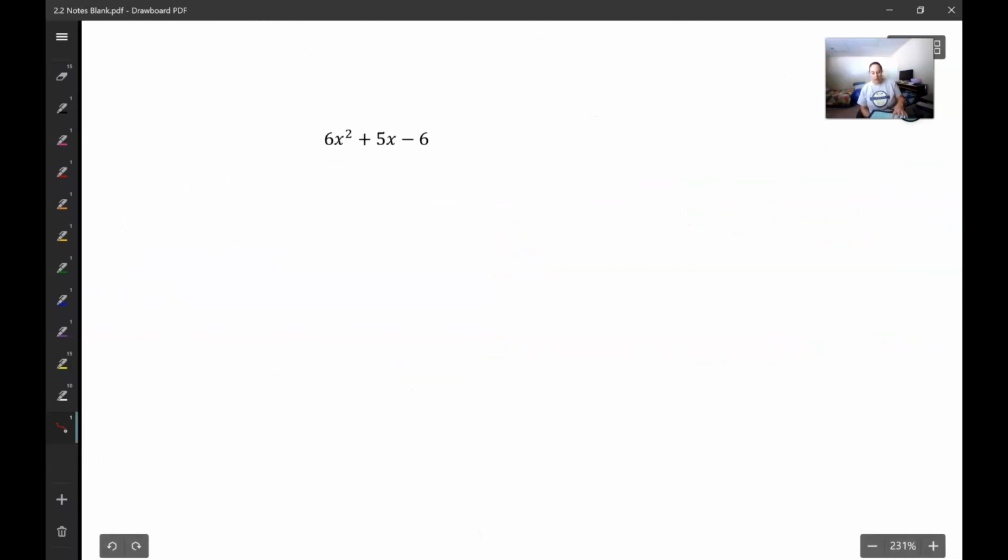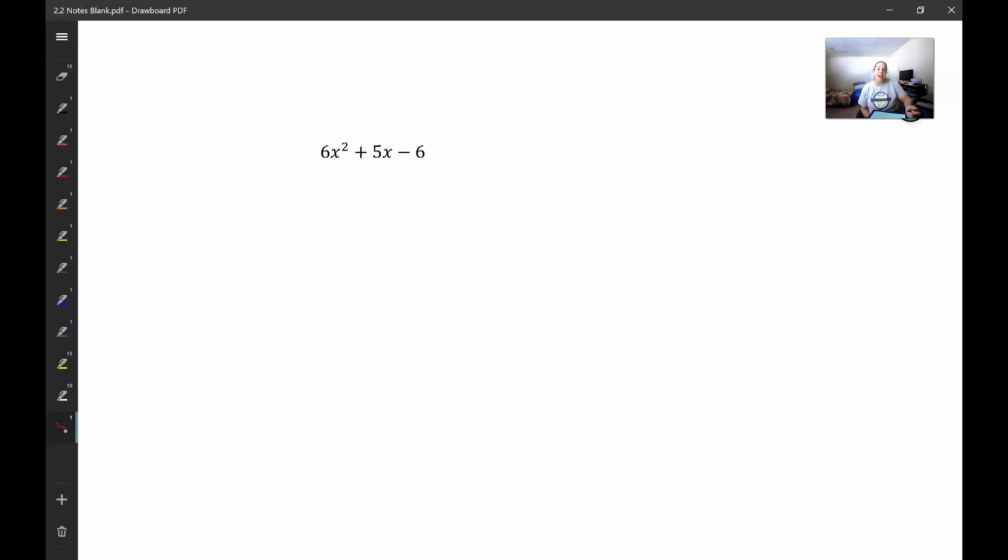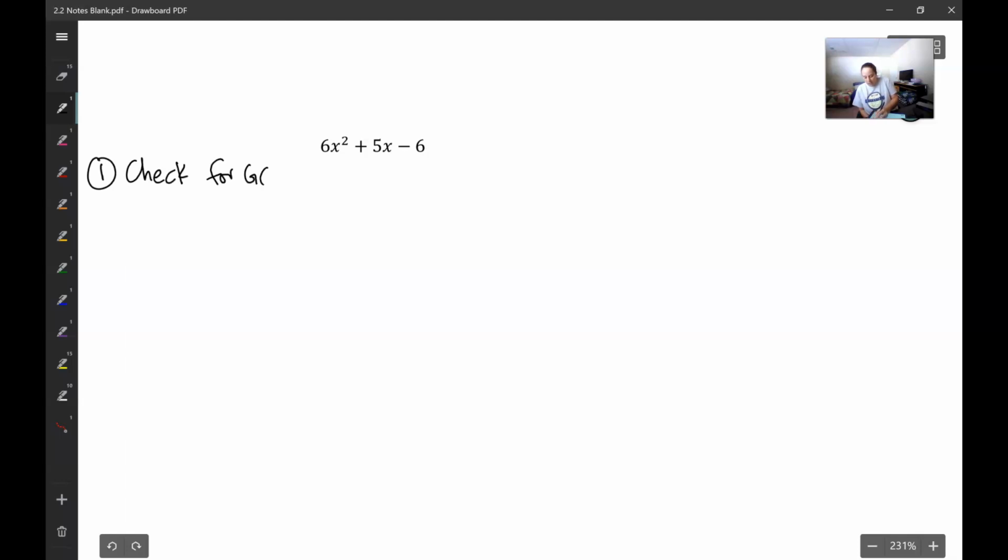Today we're going to talk about what happens when we have a number in front of the x squared that doesn't go away with GCF. So let's talk about this one. First step is still always check for GCF. That should always be your first step. So I look at these three. Is there anything that all three of those have in common that I can take out? Nope. Then I can move on to my next step.